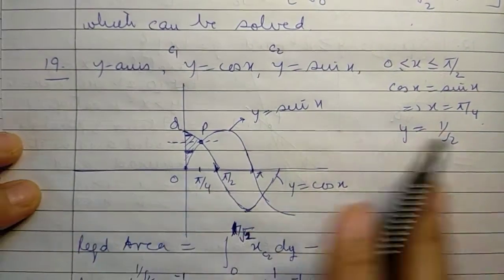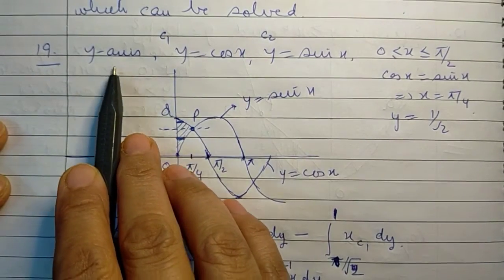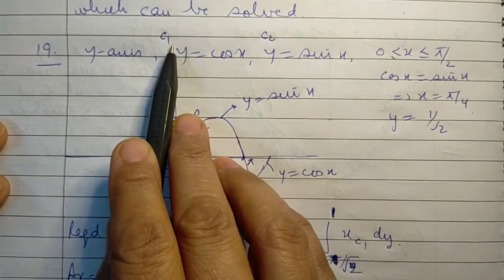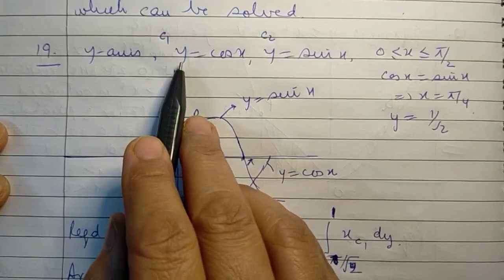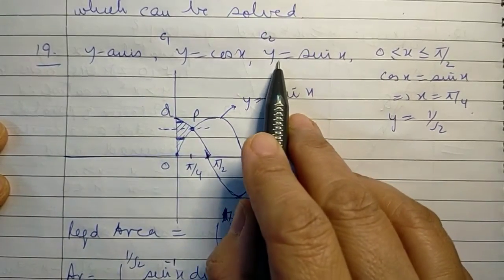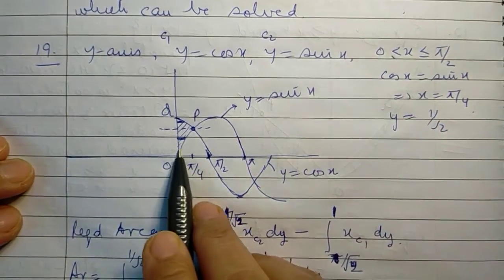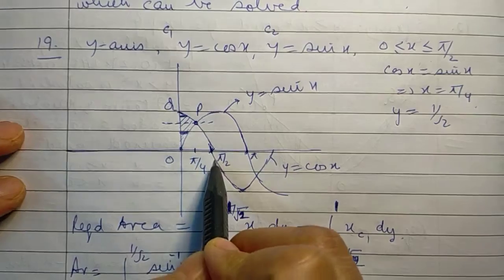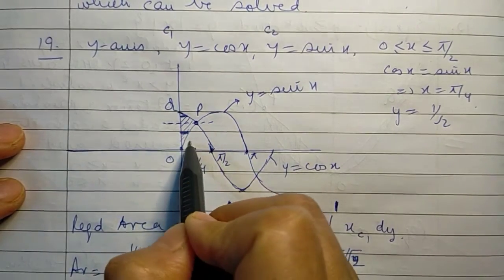The last question which we have to take up is question number 19. We have to find the area between the x-axis, the curve, let's call it curve 1, y equal to cos x, and curve 2, y equal to sin x, in the first quadrant. So let's draw the figure. This is y equal to sin x, this is y equal to cos x. So this is the required area. The shaded area is the required area.